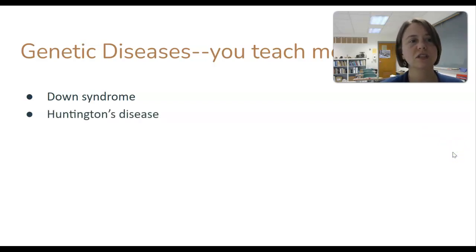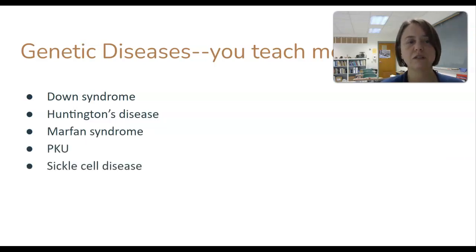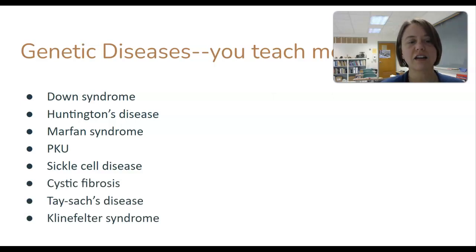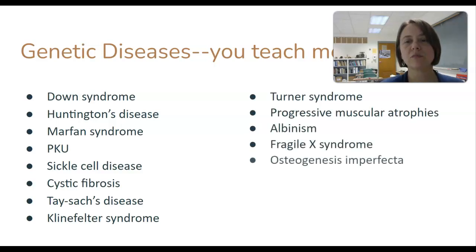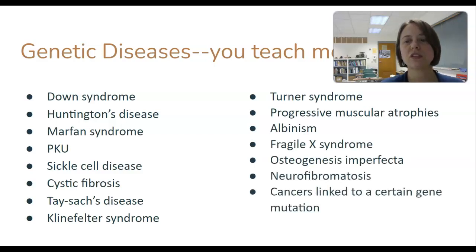Some options are Down syndrome, Huntington's disease, Marfan syndrome, PKU. Let's just call it PKU right now. Sickle cell disease, cystic fibrosis, Tay-Sachs disease, Klinefelter syndrome, Turner syndrome, progressive muscular atrophies, albinism, Fragile X syndrome, osteogenesis imperfecta, neurofibromatosis, cancers linked to certain gene mutations, and if there's one that you're interested in, check with me just to make sure that it fits into our category.